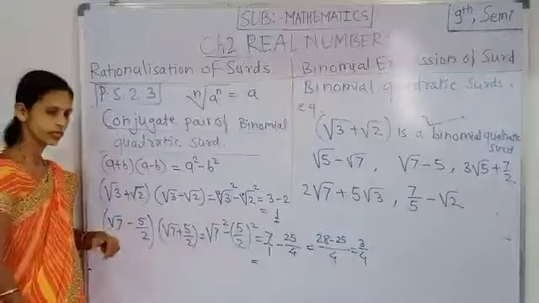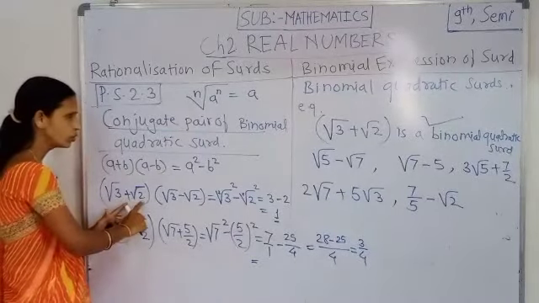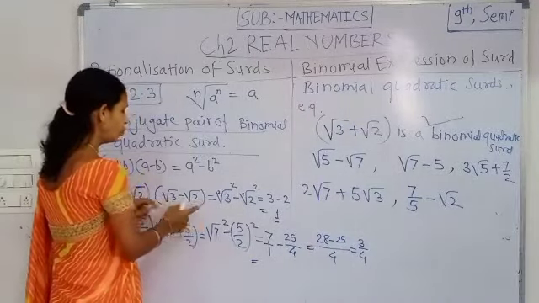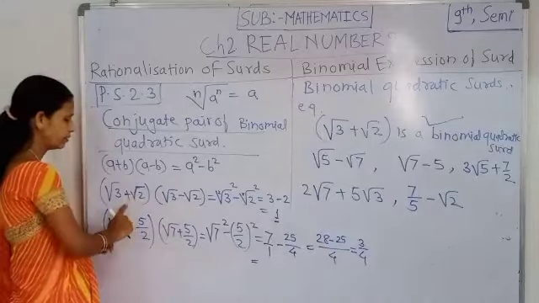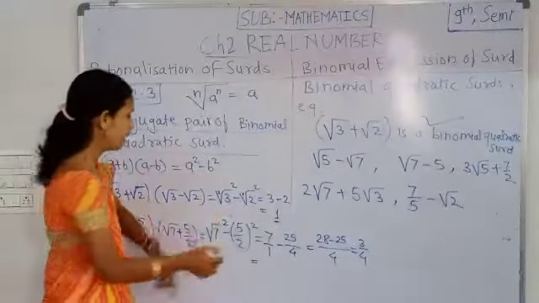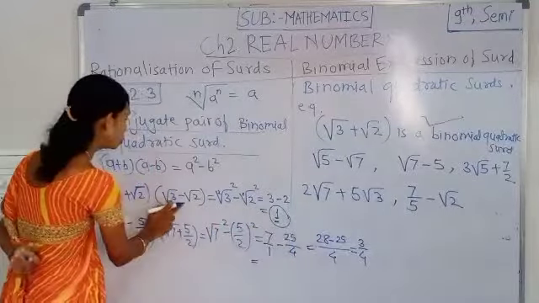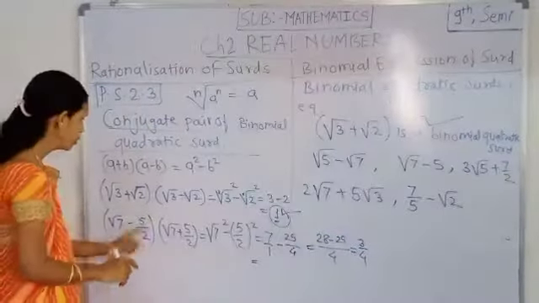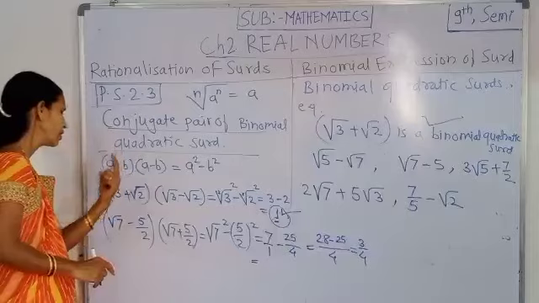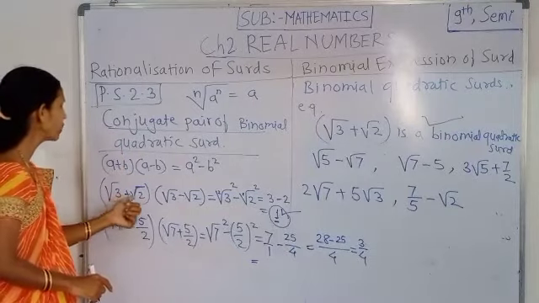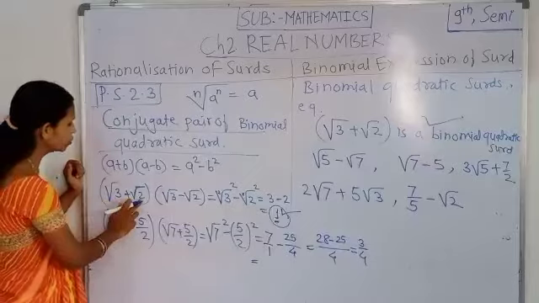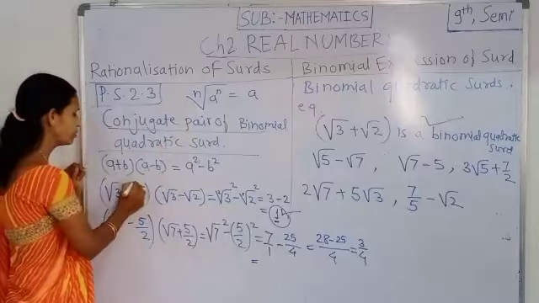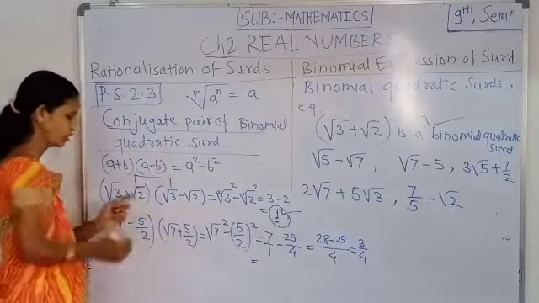Then focus here, root 3 plus root 2 and root 3 minus root 2, when those surds are multiplied to get the product, the product of those two surds is a rational number. Therefore, root 3 minus root 2 is a rationalizing factor of root 3 plus root 2, as well as root 3 plus root 2 is a rationalizing factor of root 3 minus root 2. That means those are the conjugate pairs of each other.